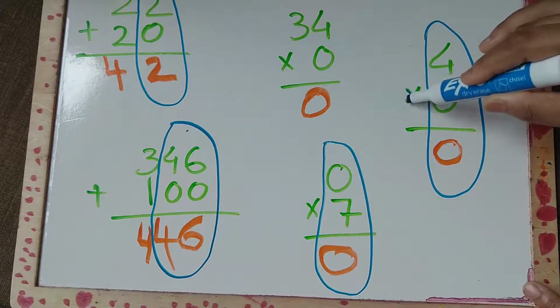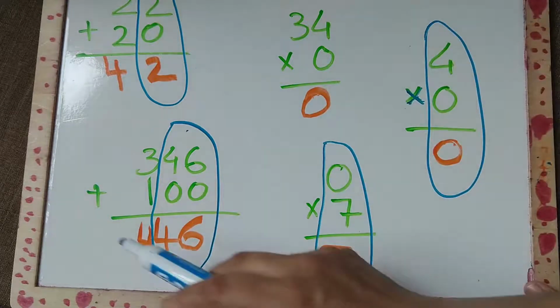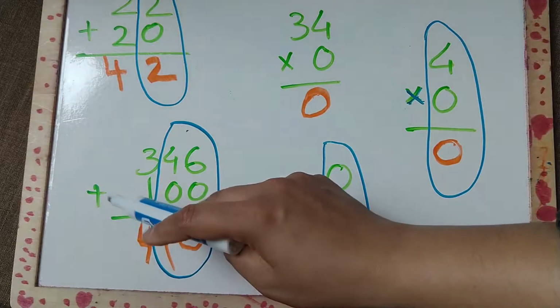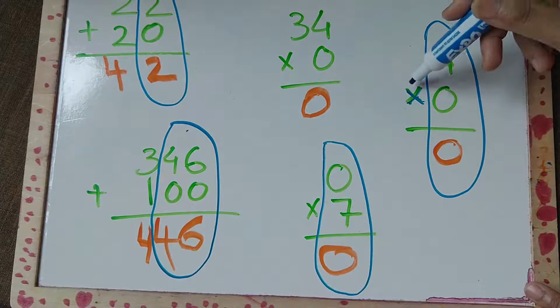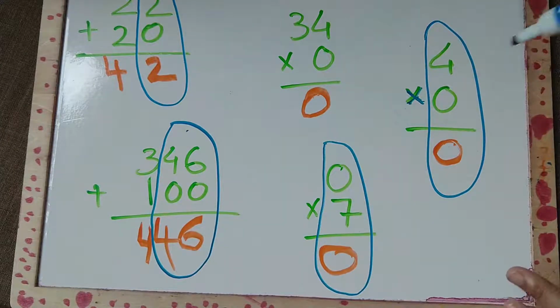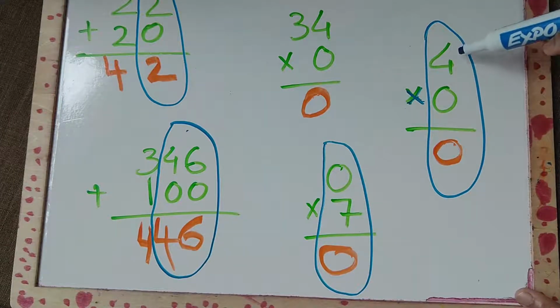This is the sign of times, right? This is the sign of plus, addition. And this is multiplication. Okay? So 0 multiplied by any number is 0. Okay? Let's move to another activity.